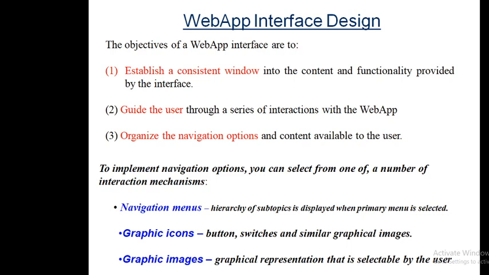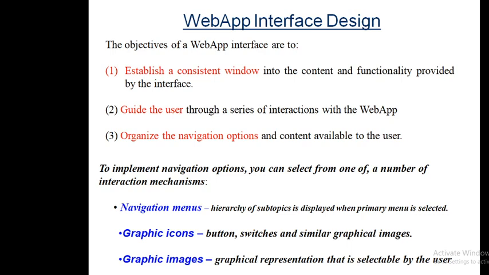For example, if you take MS Office Word, in that, if you select File, it is a primary menu. If you select that primary menu of File, the subtopics are displayed, a hierarchy of subtopics. If you select any one of them, you can move from there into that window. Such navigation is nothing but a navigation menu. A hierarchy of subtopics is displayed when the primary menu is selected. That is the first navigation option.